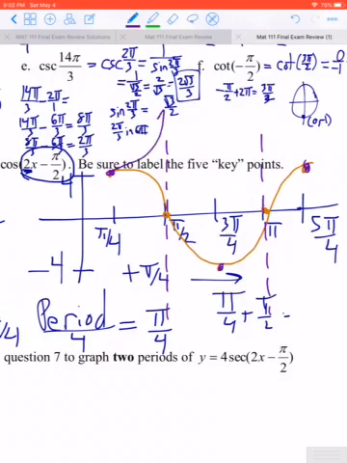So the cosine is going to head up here. It's going to head down and down. And then over here it's going to turn and head up. That's one period of the graph of 4 secant 2x minus pi over 2. And then all you have to do is repeat that shape either once to the left or once to the right to give the full 2 periods that question 8 is asking for.